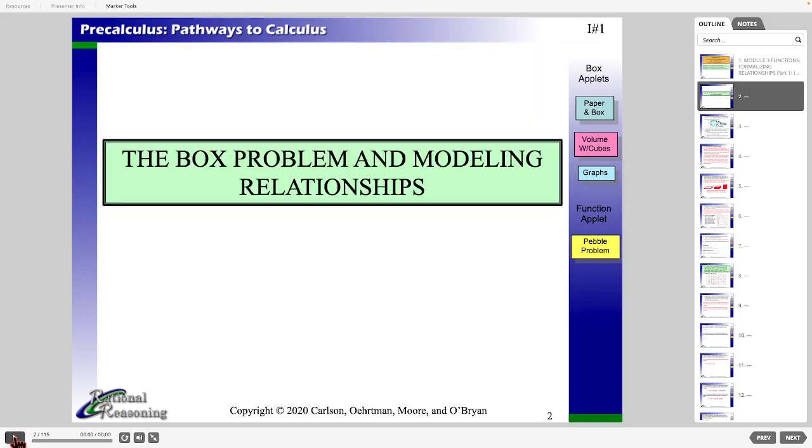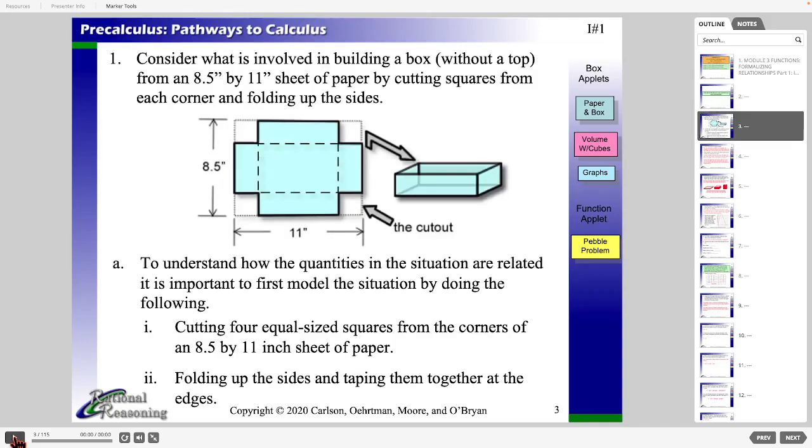Okay, so the box problem. The box problem starts with a piece of paper, cardboard, something. In this case, we're taking an 8.5 by 11 sheet of paper, and what we're going to do is cut squares off each of the corners. So notice there are 4 corners being cut off. What happens is kind of like burning the candle at both ends. As we make a cut, 2 of those cuts are subtracted from each of the dimensions of the paper. The edges are folded up and then a box is created.